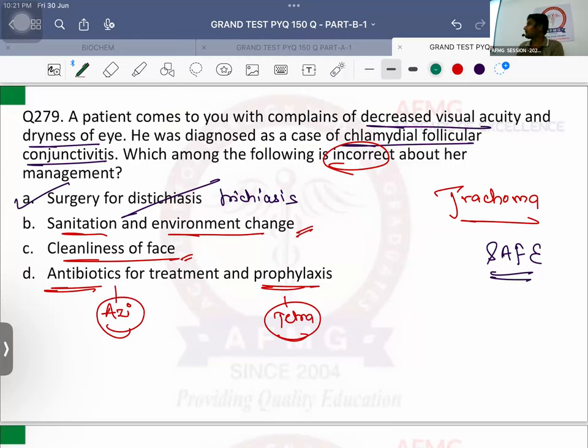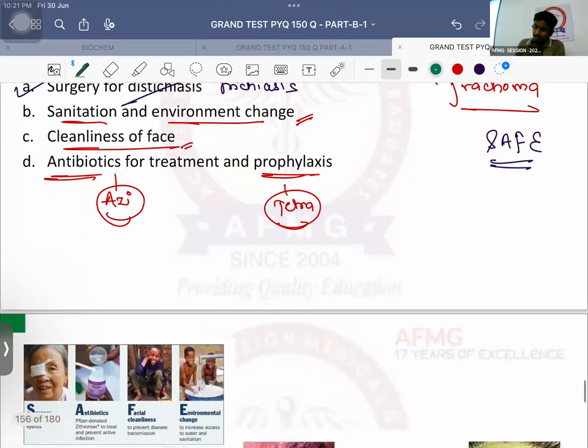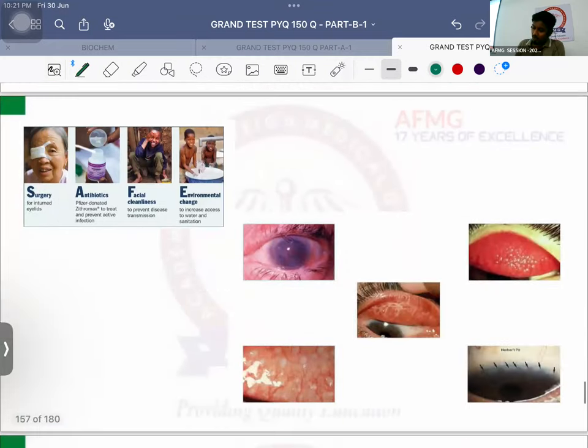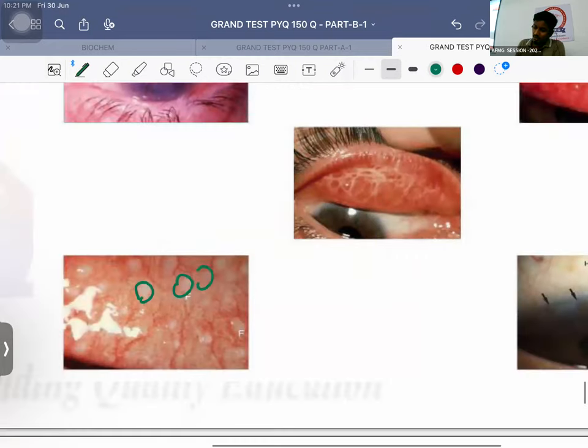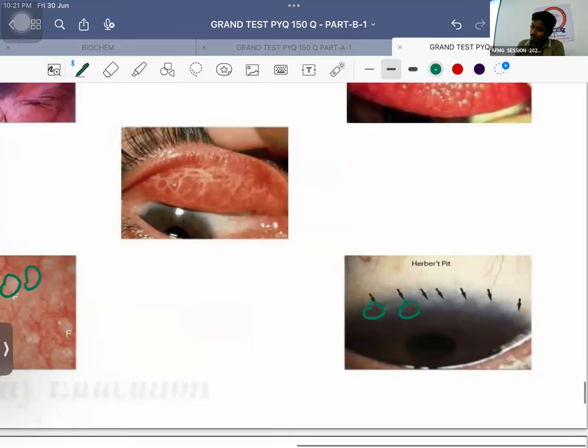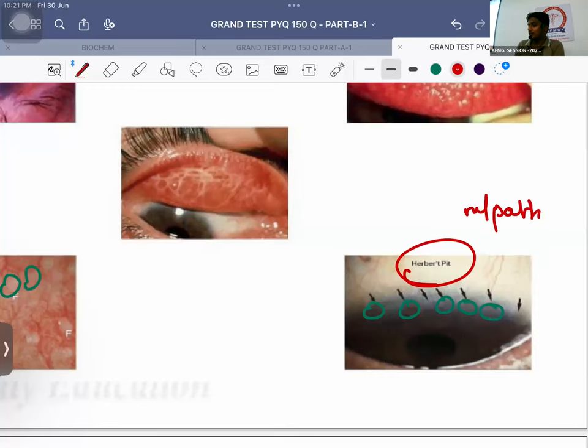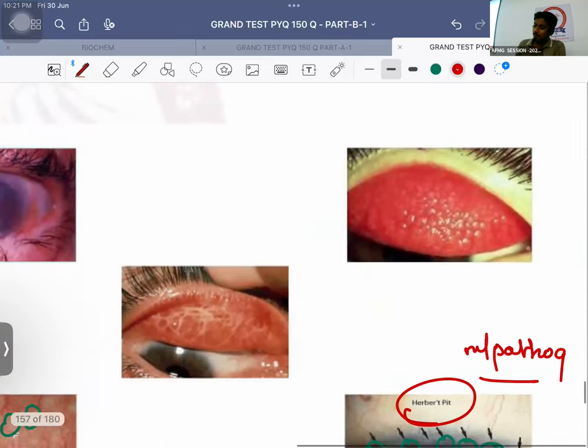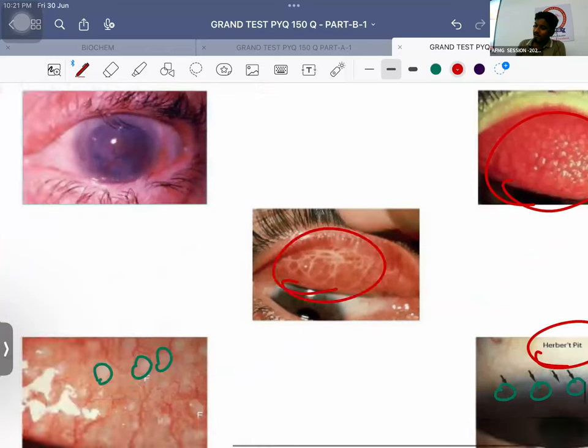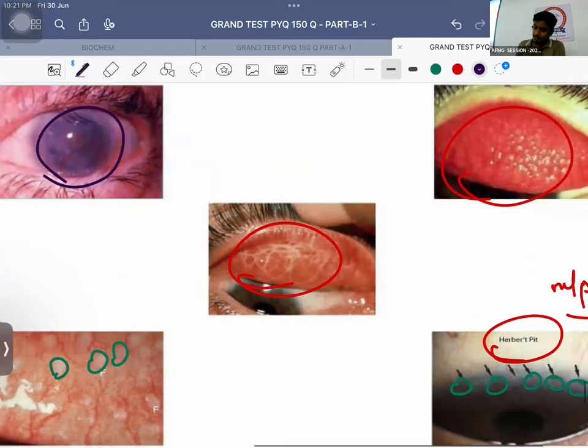So what is not the answer? Surgery for distichiasis is not there. Surgery for trichiasis is definitely done. So that is the safe strategy. Important: what are these? These are follicles. And follicles which are scarred and depressed on the upper limbus are called Herbert's pits. These are the most pathognomonic feature of trachoma. These are the papillae. This scarred line is known as Arlt's line. And this is the pannus.